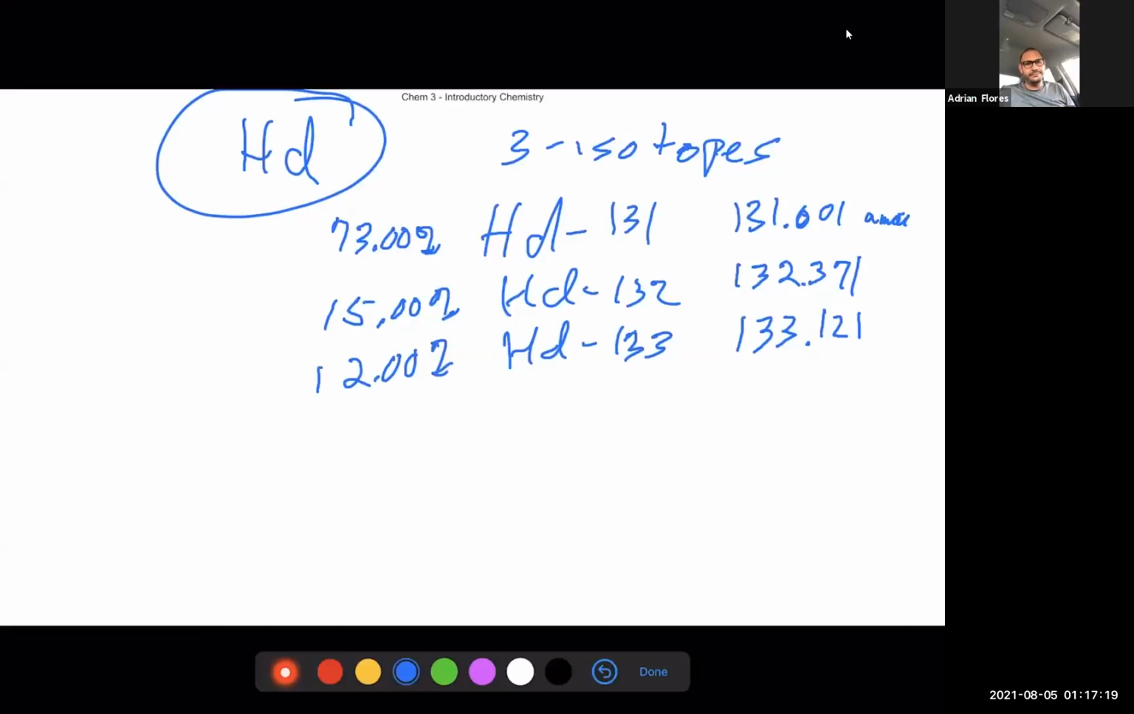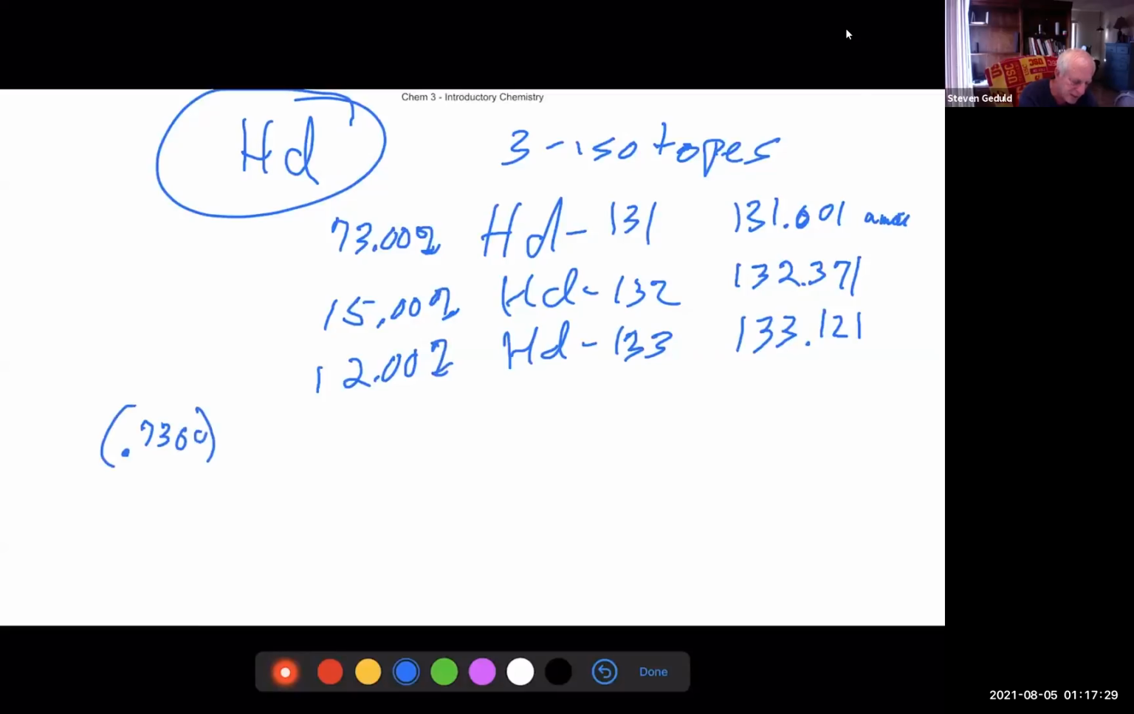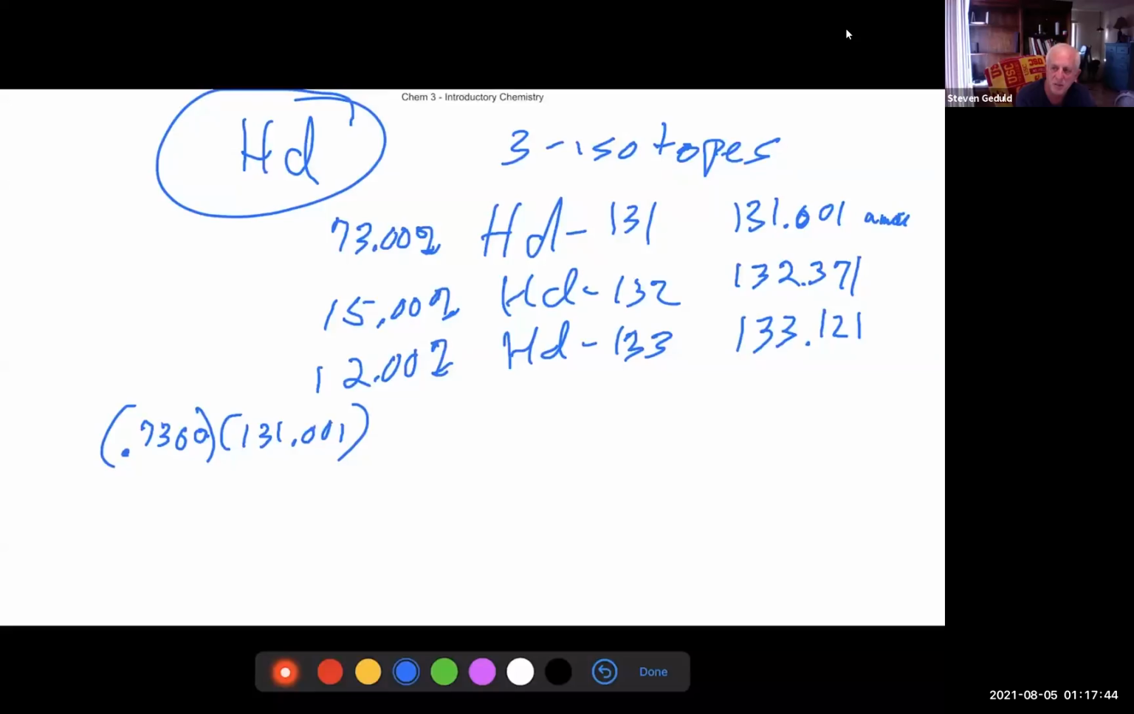When you use the percentage, you multiply the value by 100, so to calculate with it we just divide by 100. So we have 73%, which is 0.7300. That's the fractional value of Harley Davidson 131, and that weighs 131.001. That's the relative weight of that isotope.